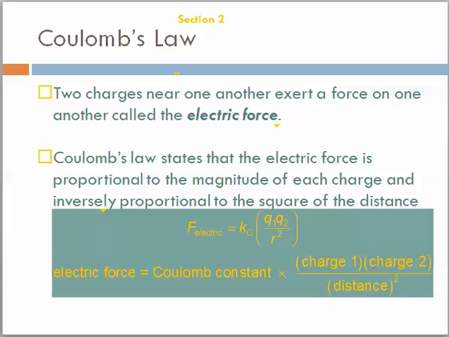Coulomb's Law. Two charges near one another exert a force on one another called the electric force. Coulomb's law states that the electric force is proportional to the magnitude of each charge and inversely proportional to the square of the distance. We're right back to that inverse square law, which we talked about when it came to gravity, or the amount of gravitational force between two objects. And we said that was the biggest contributor. The farther they got away from each other, the smaller that force. It's the same way with the electric force.